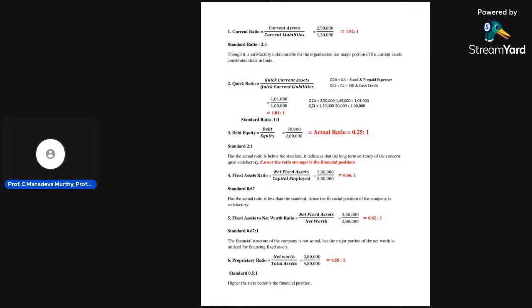Therefore, these statements are most important. Current assets is 2,50,000, current liabilities 1,30,000. 2,50,000 divided by 1,30,000 is equal to 1.92 is to 1.